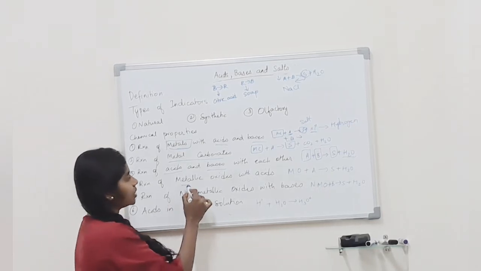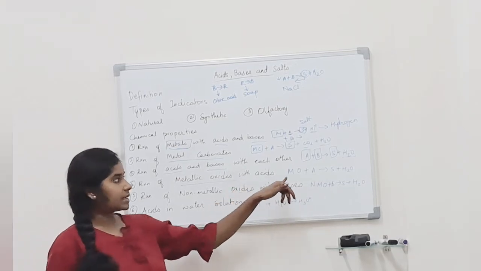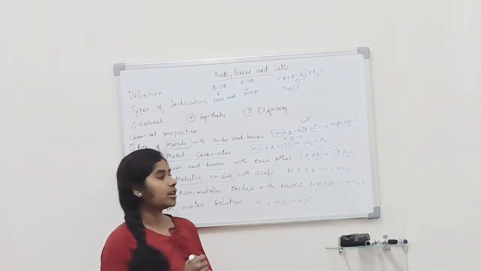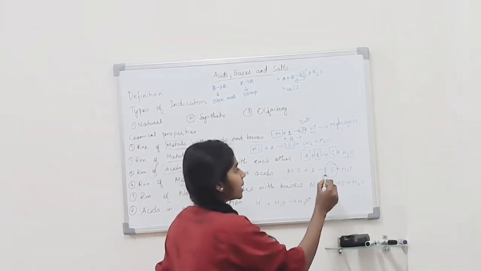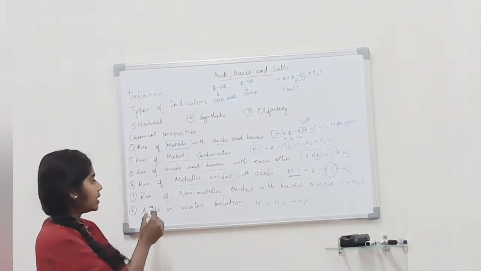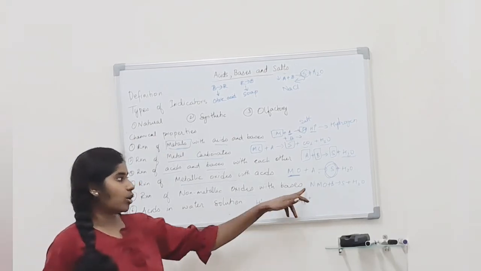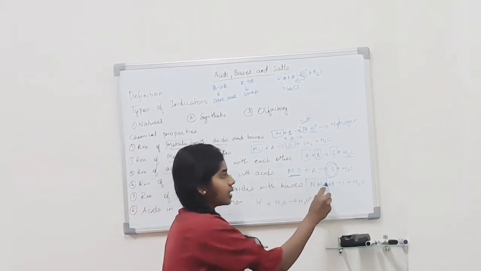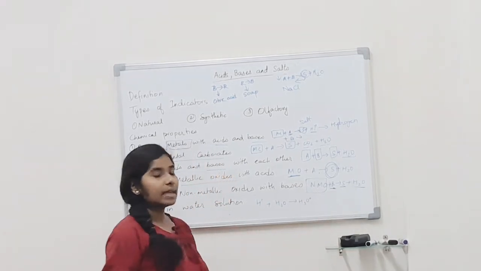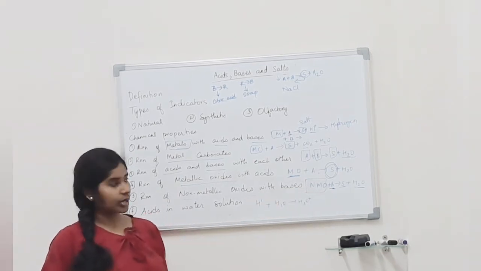The next reaction is metal oxide. When metal oxide reacts with acids, metal oxide plus acid will give you salt plus H2O. So here also you are getting a salt when metal oxide is reacted with an acid. The next reaction is non-metal oxide reacts with base. So this is your non-metal oxide, when it reacts with the base, it gives you salt and H2O. These are the reactions that we will look at.